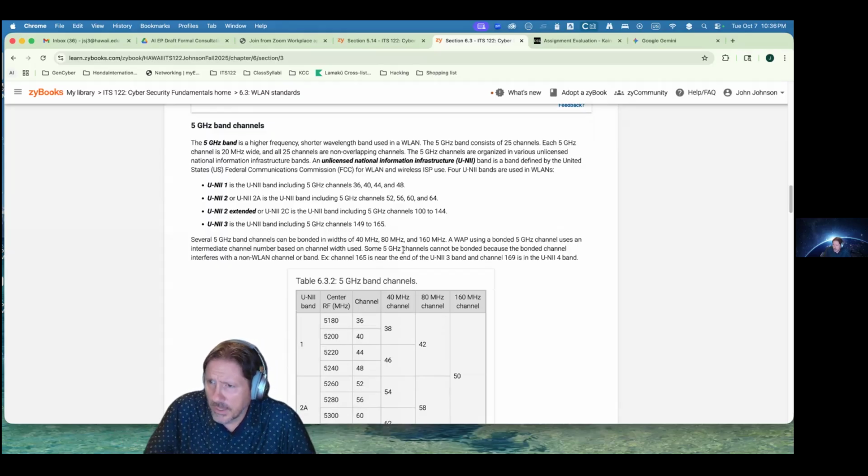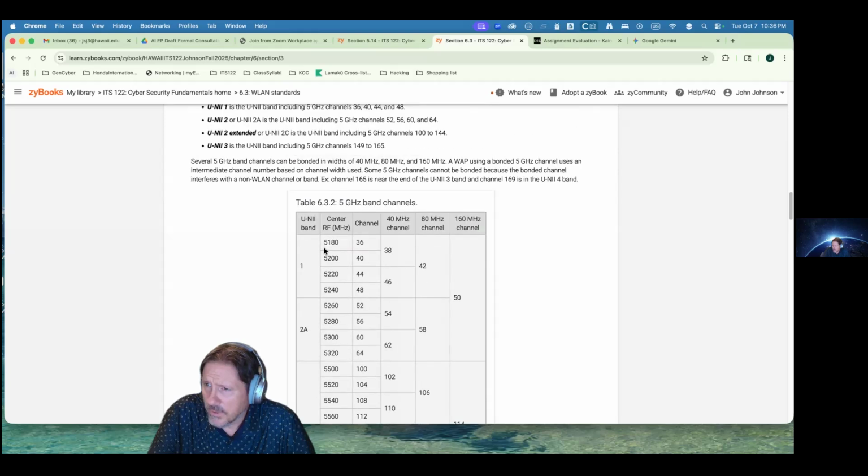If you look at this, this is UNI band 1. You see we've got 36, 40, 44, and 48. If we were to bond them together, we take the middle number. The middle number for 36 to 40 is going to be 38. So we refer to this as channel 38, and this is going to be 40 megahertz width. Then if we combine all of these, the 36 through 48, we'd take 42 as the mid number, so we take 42 as the name of the channel. That's going to be an 80 megahertz channel.